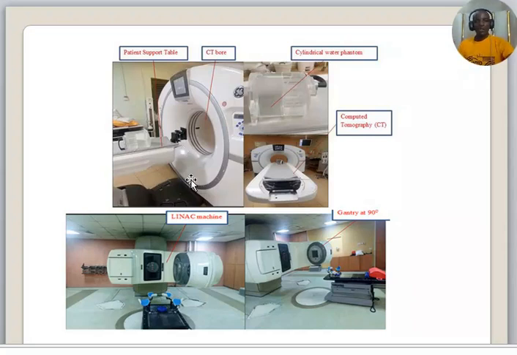And then we also have a linear accelerator machine on the lower part. You can see the linac itself, where the gantry is placed at 90 degrees. This one is normally used in treatment of patients. It's either photon treatment or electron treatment of cancer.